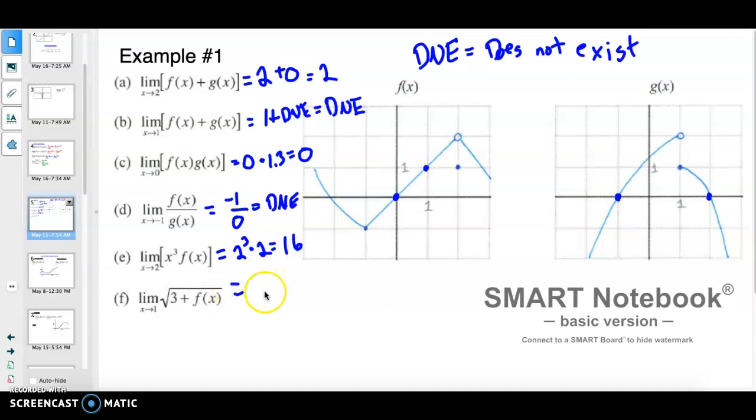And finally, our last one, they've already given us the 3. So we've got 3 plus whatever the limit as x approaches 1 of f of x is. As x approaches 1, f of x is going to be 1. So the square root of 3 plus 1 is the square root of 4, which equals 2. So that is the idea of how to use these properties when you're evaluating a graph. Now try your practice problems and see if you can do it.